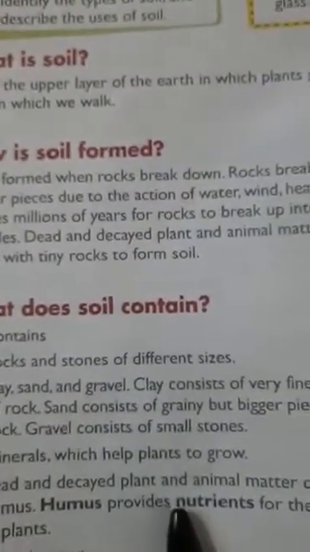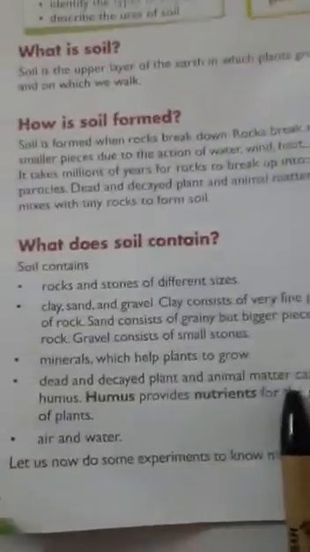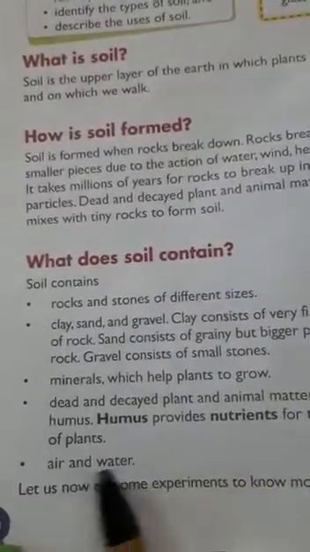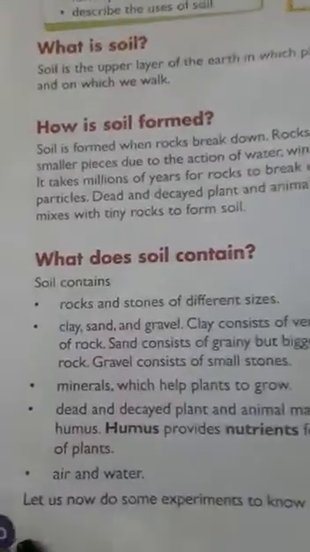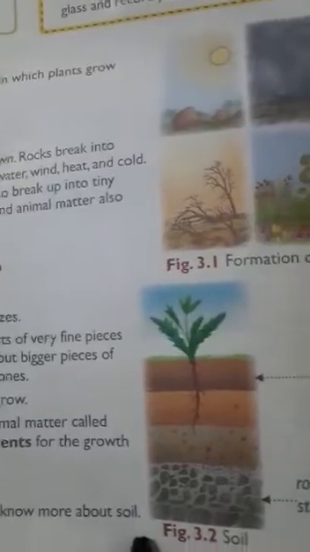Okay, now minerals are also present in the soil which help plants to grow. Dead and decayed plant and animal matter is called humus. Humus provides nutrients for the growth of plants, and air and water are also present in the soil. So let us now do an experiment to know more about soil.